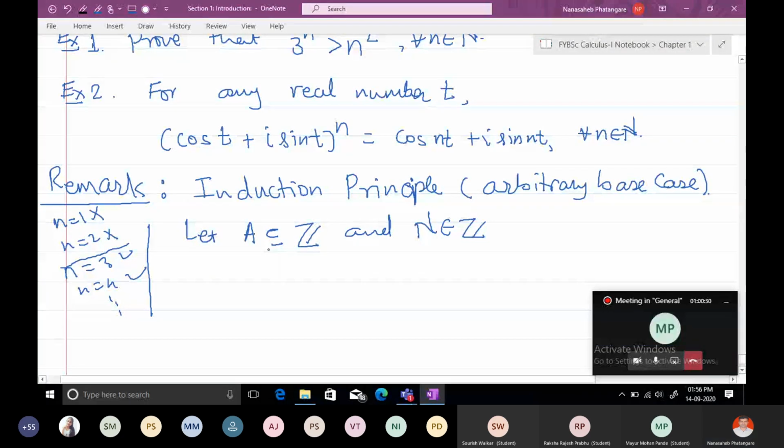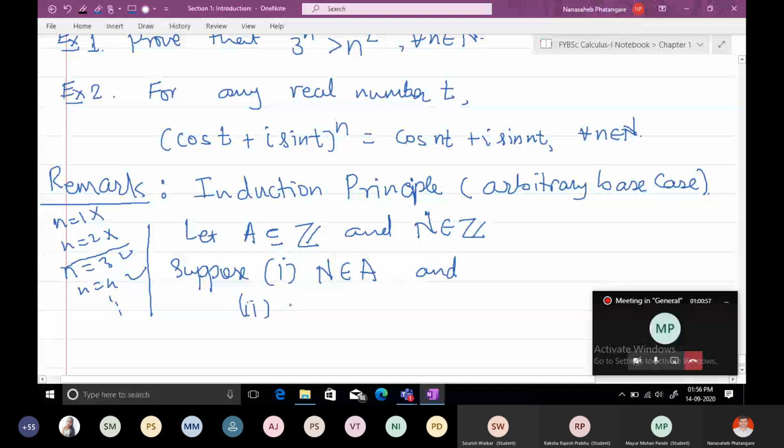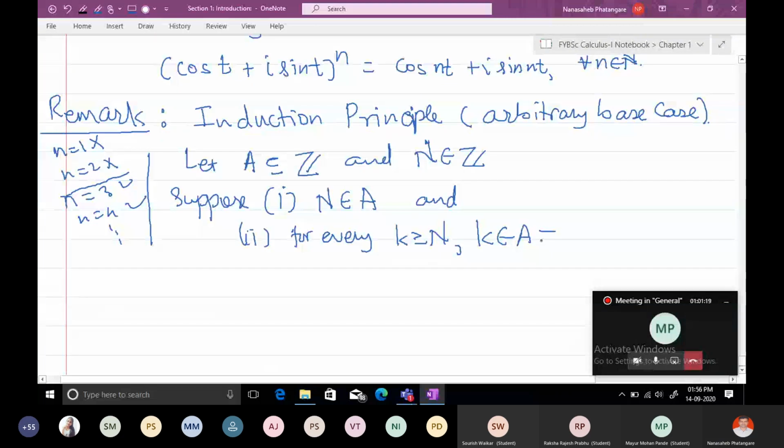Suppose n is this particular number, n is a member of A, and for every k greater equal n, k is a member of A implies k plus 1 is also a member of A. So if n is a member of A, and if you choose any member from A, then the next one is also a member of A.